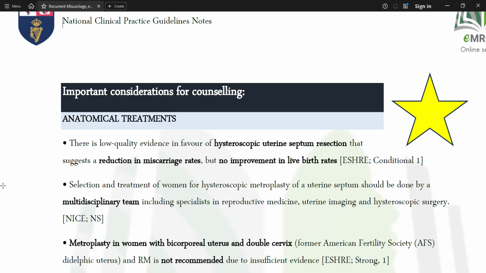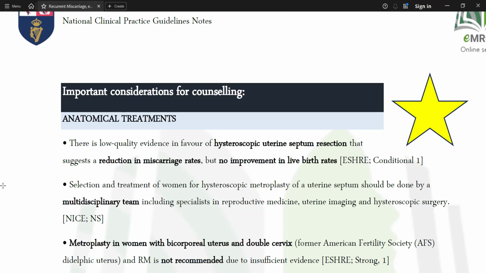Actually, in the context of recurrent miscarriages, we shall not remove the uterine septum. Whether you are going to do a hysteroscopic metroplasty, or you are going to do a metroplasty for a bicornuate uterus or double cervix, all of those are not recommended yet because of the lack of sufficient evidence or high quality evidence. Again, this could be different from the metroplasty for the sake of subfertility.